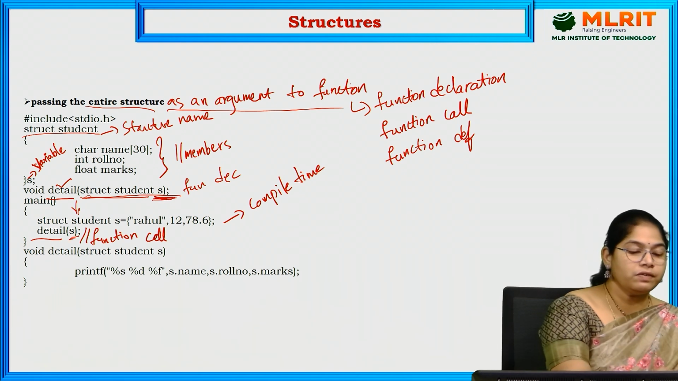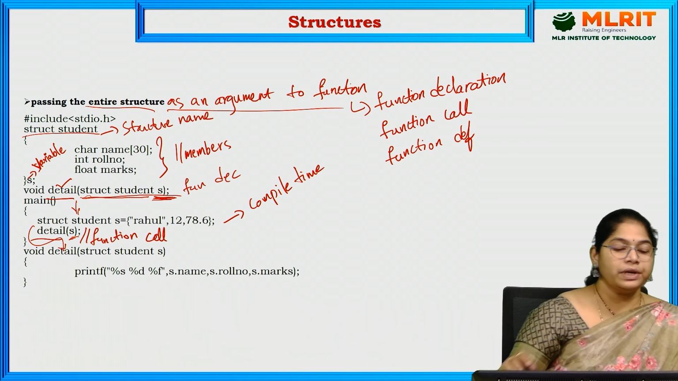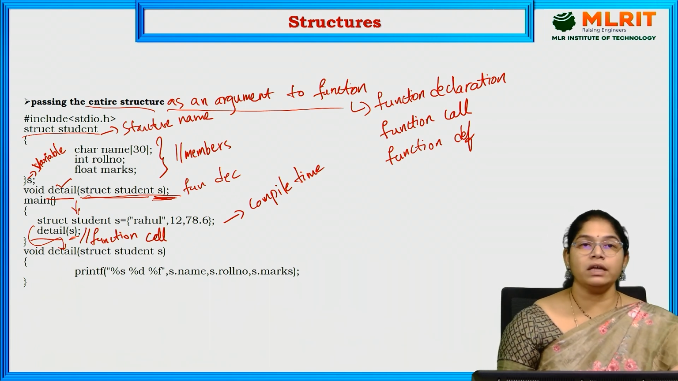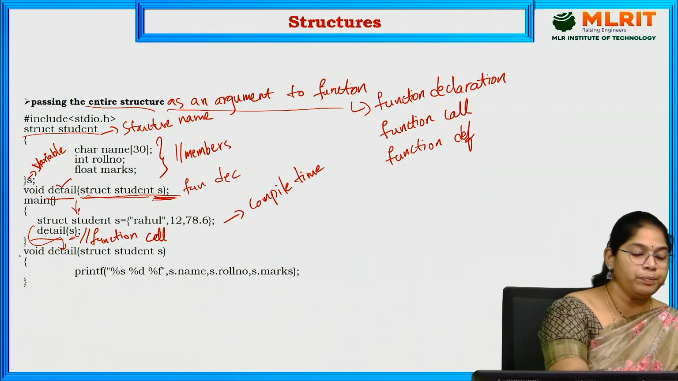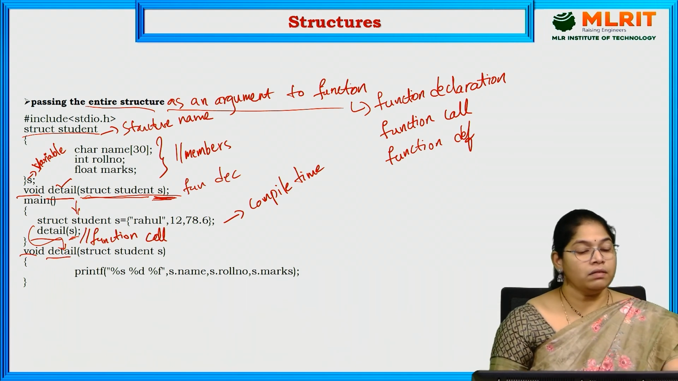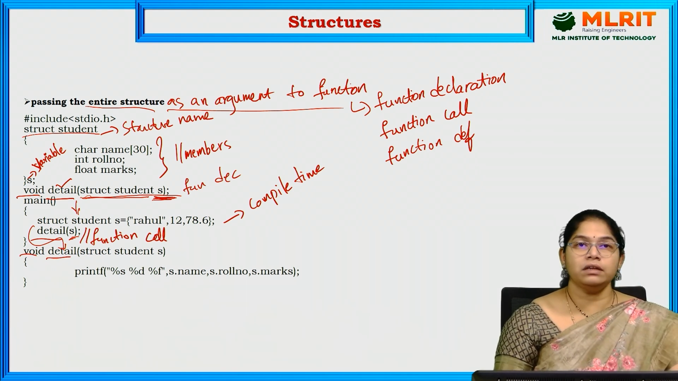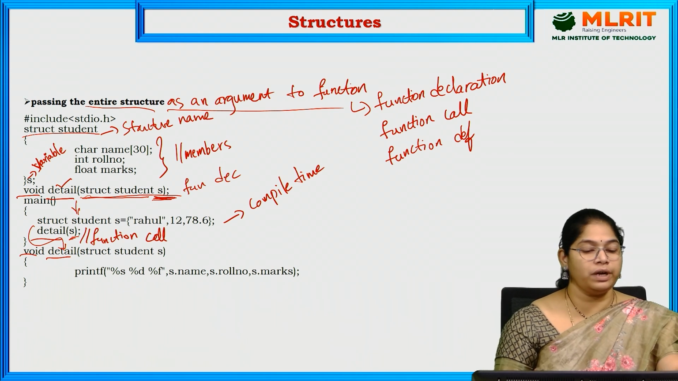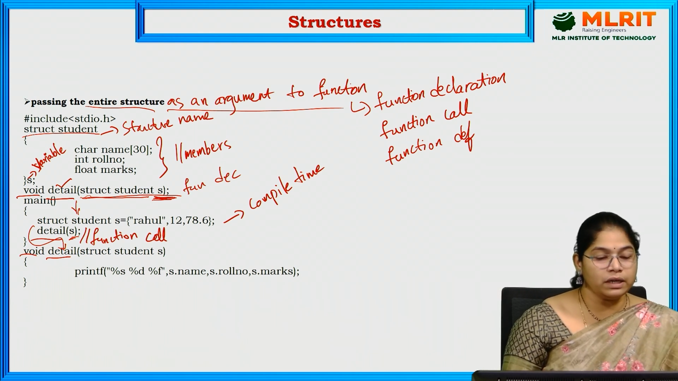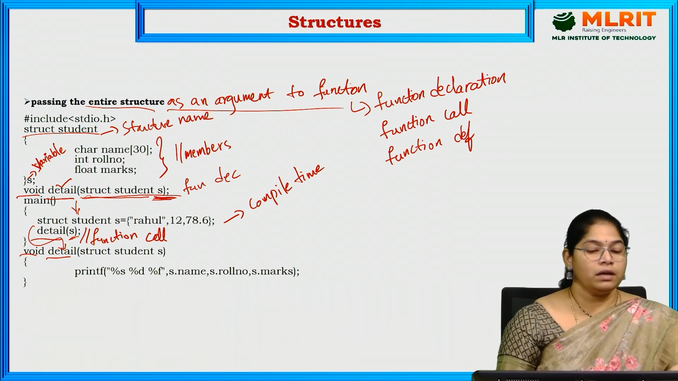Whenever we call the function, the control goes to the function definition. The definition should match the declaration, that is the return type. The return type is void, then the function name is detail. Then for the arguments, I am passing the entire structure, so struct student s. Now I want to print the details with whatever I provided at compile time.